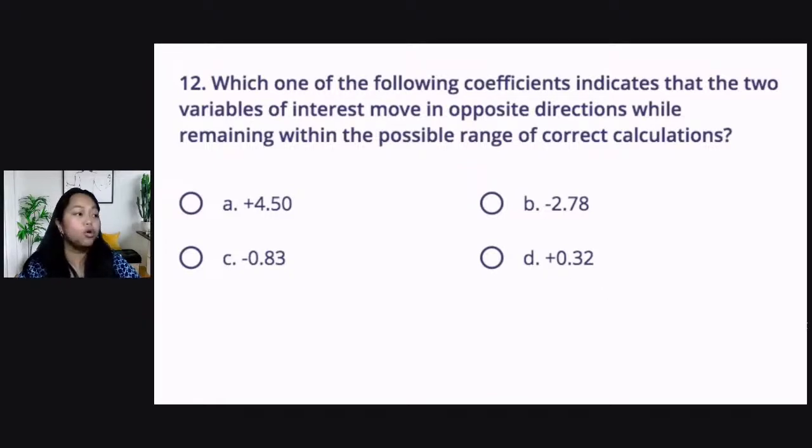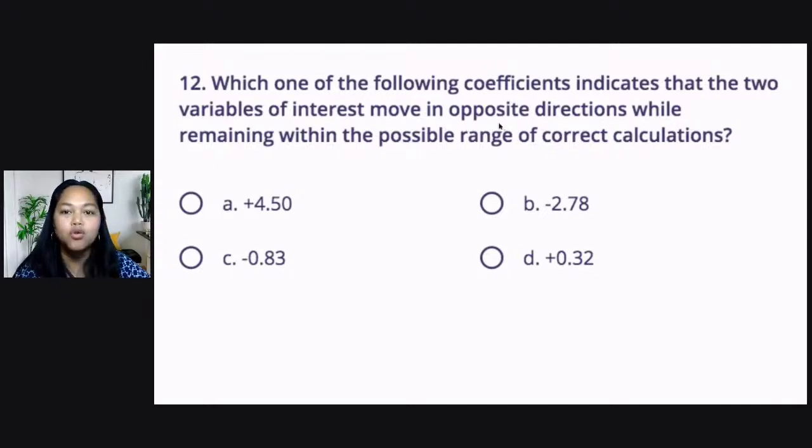Alam na alam nyo to kung gumawa talaga kayo ng thesis nyo, nag-participate kayo sa thesis nyo, pumunta kayo sa inyong statistician, for example, or kayo yung gumawa ng stats nyo, alam na alam nyo to dapat. We are looking for a coefficient that indicates that the two variables move in opposite direction while remaining within the possible range of correct calculations. Easy. Kompleto tayo ngayon. A, B, C, D.